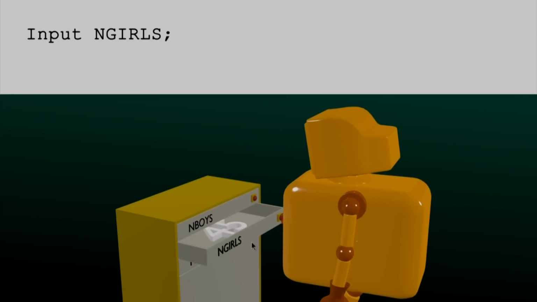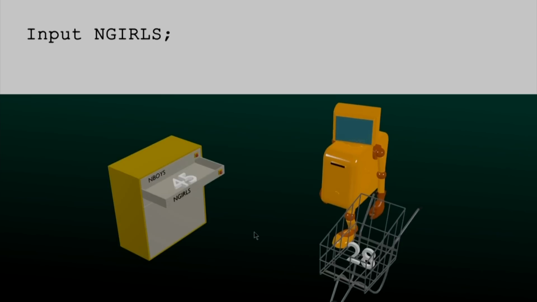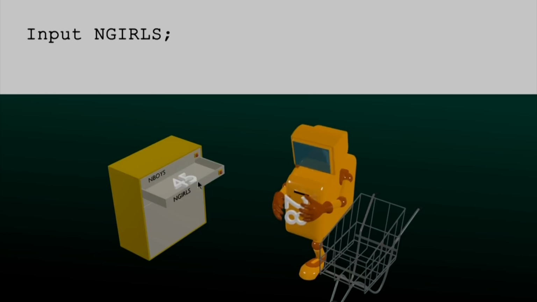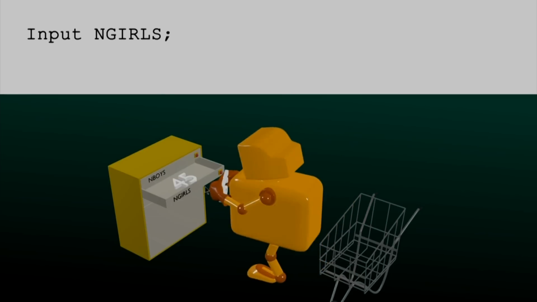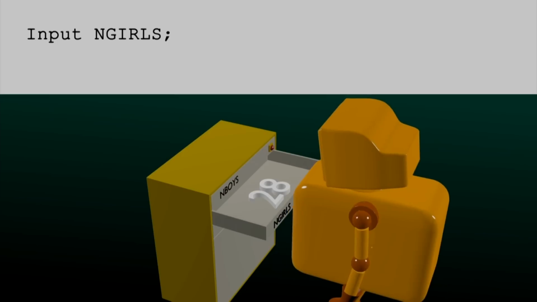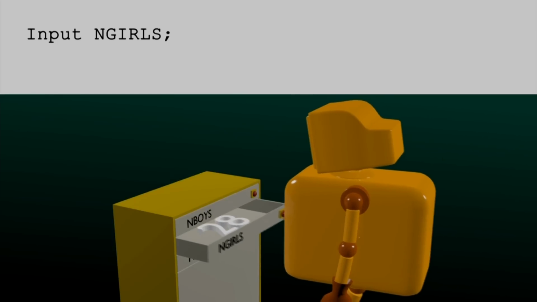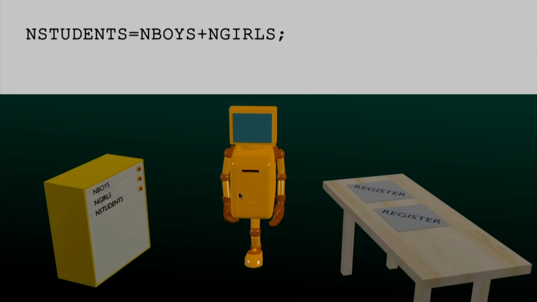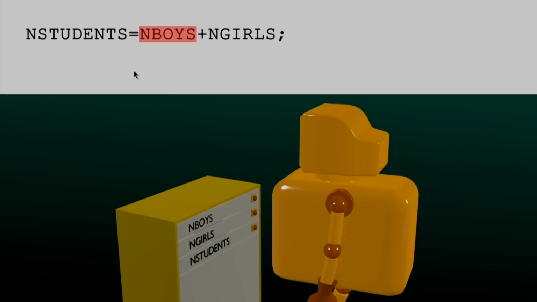He opens the location for n girls. Again he finds some old value sitting in that drawer. He replaces that old value with the new value 28, which he has obtained from the input instruction. This completes the first two instructions of Mr. Dumbo. Next, he has to execute this assignment operation.